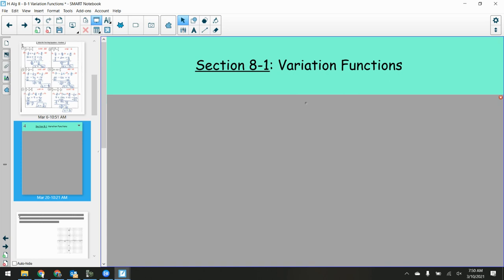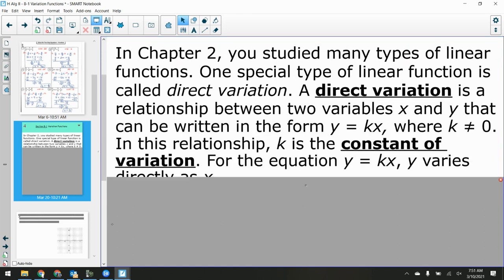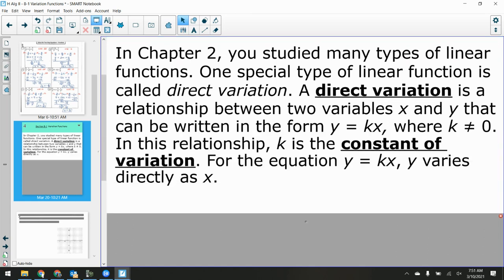So there's two types, well, I shouldn't say two types. Kind of like 3 types of variations that we're going to learn today, okay? The first type is called a direct variation. Now, in Algebra 1, you studied direct variation. I believe in this class, we studied direct variation as well, okay? In chapter 2, we studied many types of linear functions. One special type of linear function is called a direct variation. I know this is taught in Algebra 1 because I teach it in Algebra 1.